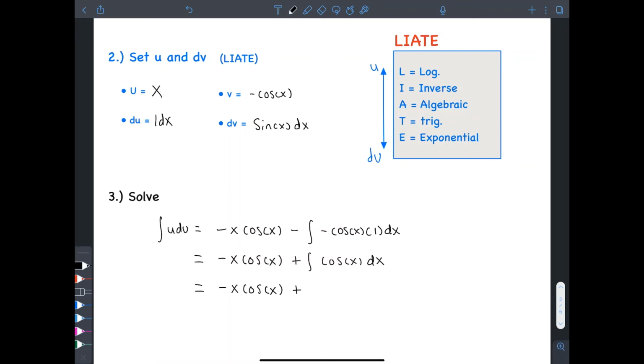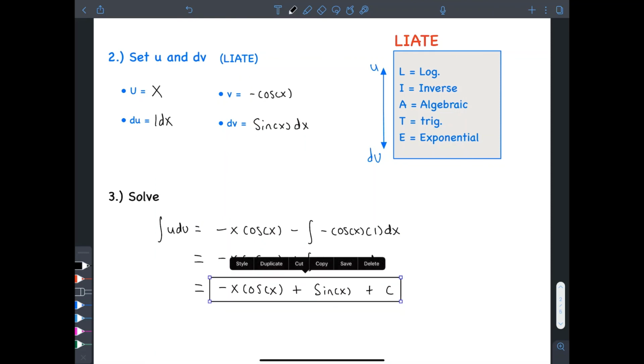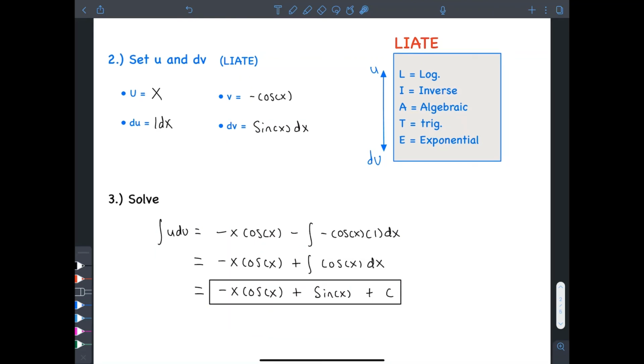And we know that the derivative of sine x is cosine x, so therefore the antiderivative of cosine x is sine x plus c, and that gives us our answer. So that's how you can solve an integral using the integration by parts method in conjunction with the LIATE technique.